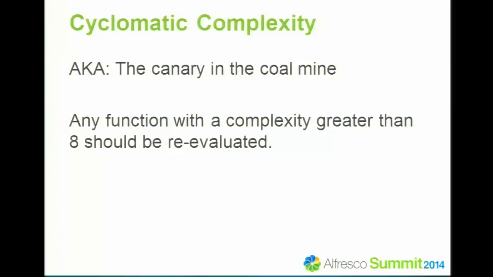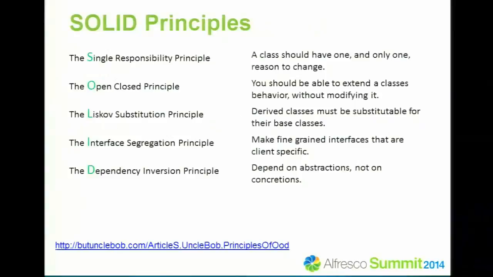We think of it as something that's going to bite you because you can't test all of those paths very easily. So it's very, very important to keep that number low. If we have anything over 8, then it has to be rewritten. And there's got to be a really good reason for it to even get that high.